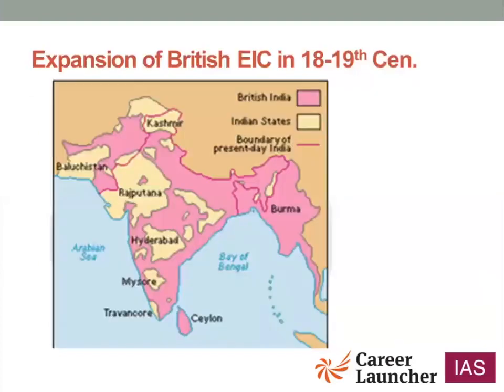Here in this picture, you can see the expansion of the British Empire or East India Company during the 18th to 19th century, where the pink shaded part is the territory which had been taken over or directly ruled by the British East India Company, and the peach marked areas were ruled by princely states or Indian states, directly or indirectly. So that is all in this video.